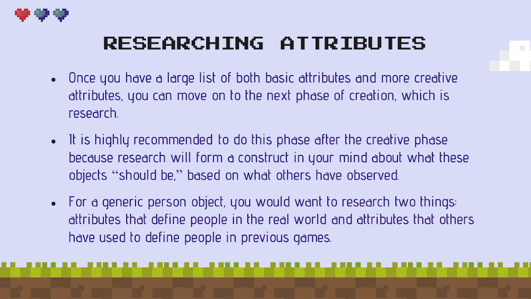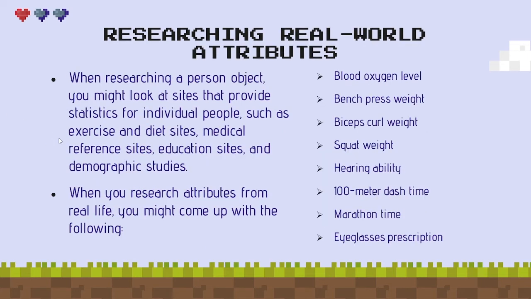Let's say you have a generic person. In real life, attributes, for example, simply in a pageant, are vital statistics. The waistline is there, that's an attribute. That's grounded on reality. So, researching real-world attributes: when researching a person's object, you might want to look at sites that provide statistics for individual people, such as exercise or diet sites, medical and reference sites, education sites, and demographic studies.